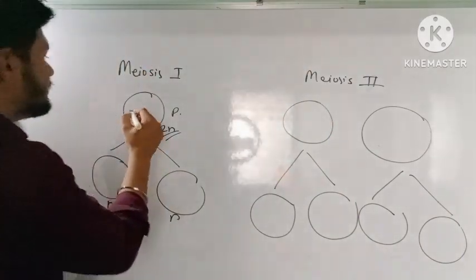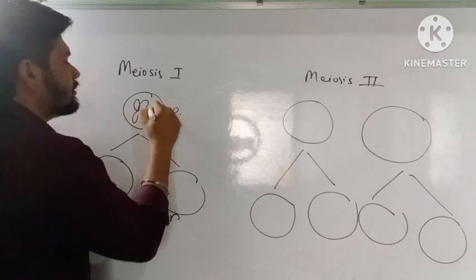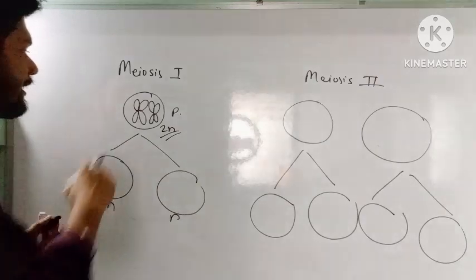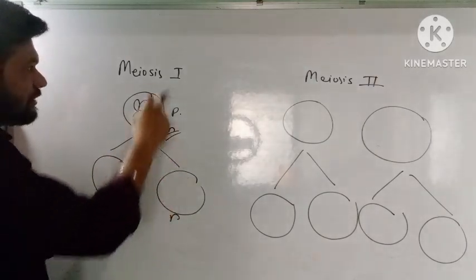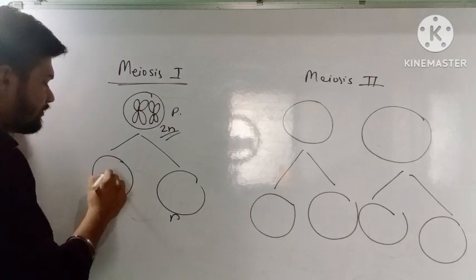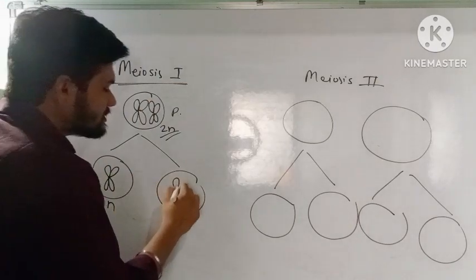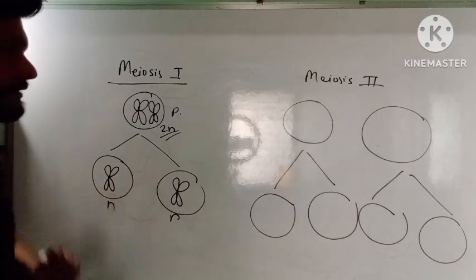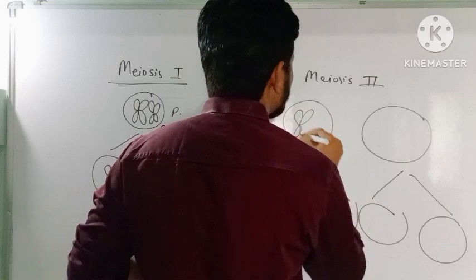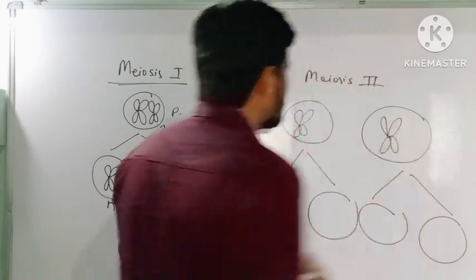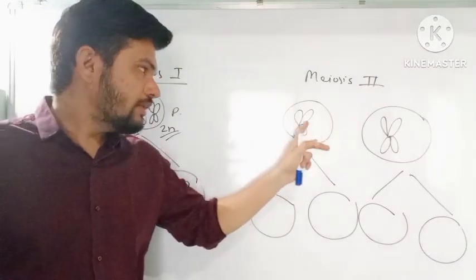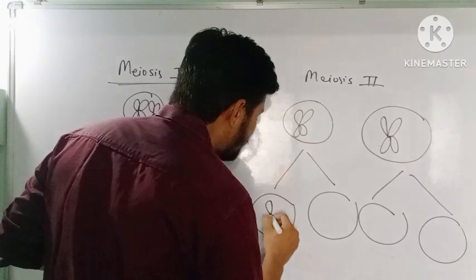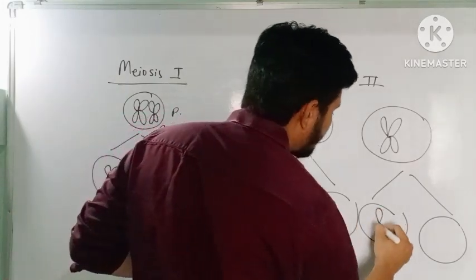Okay, so this cell has, let's say, diploid chromosomes. This cell is diploid, and the two cells formed after meiosis 1 will have only one set of chromosomes, which means they are haploid. And then let's go into meiosis 2. The sister chromatids will be separated in these four daughter cells. So ultimately we will have four haploid cells.